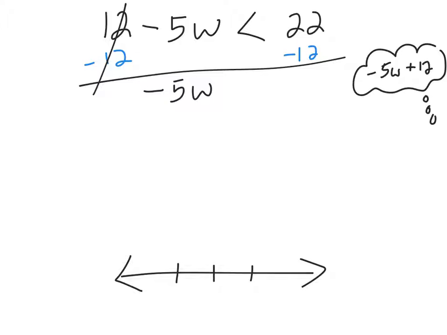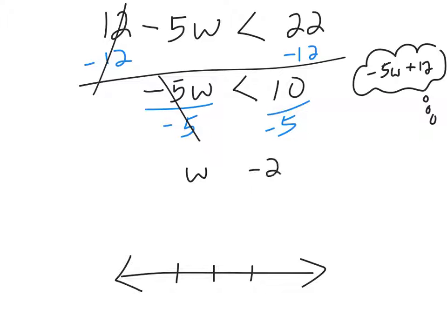So it's negative 5w is less than 10. Okay, so now you need to divide out by negative 5. The negative 5's cancel. You have w. 10 divided by negative 5 is negative 2. But now I need to flip that inequality. So now it becomes w is greater than negative 2.